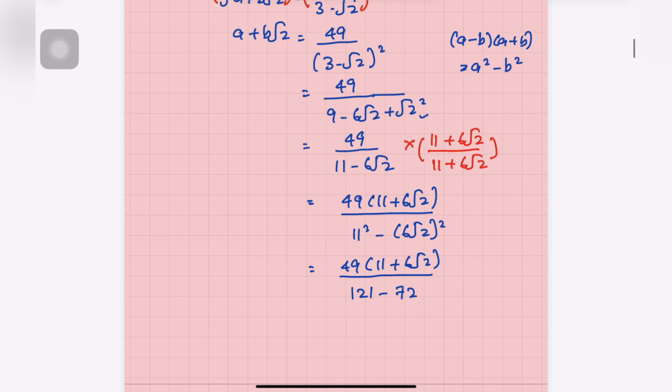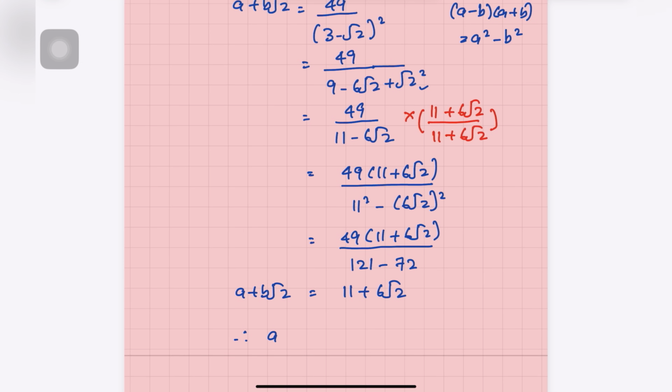Okay, so it turns out we can simplify. So 121 minus 72 is 49. So 49 over 49 is 1. So this one is 11 plus 6 sqrt 2. Okay, so we compare with what we had just now, A plus B sqrt 2, right? So then A equals 11, B equals 6.